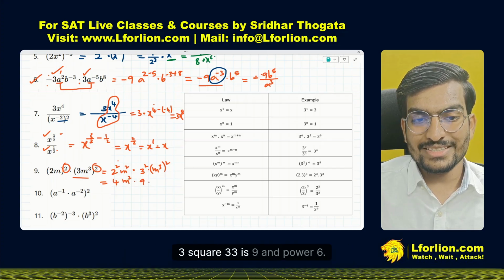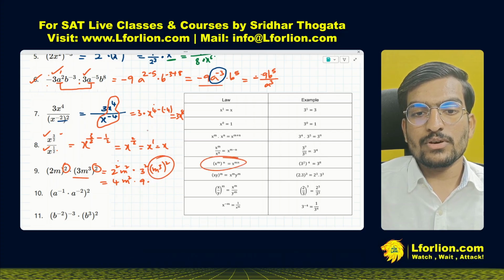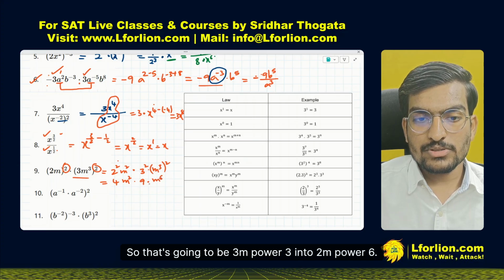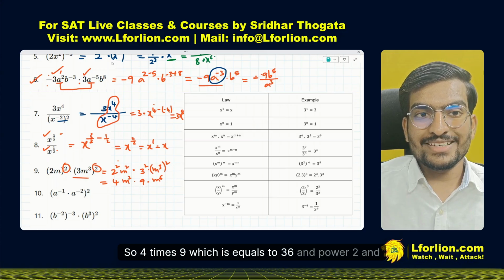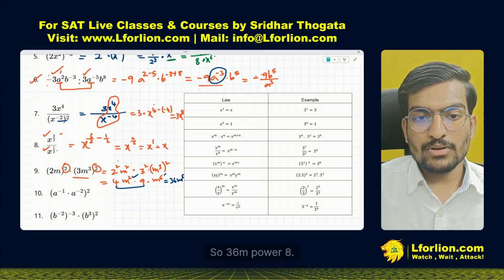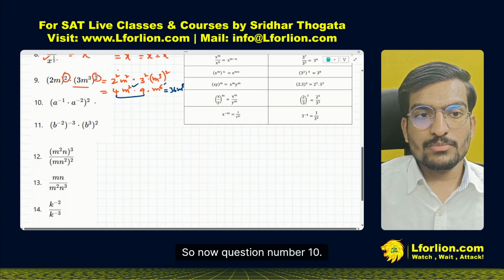3 square is 9, and for the power 6 we are going to apply the power rule. So that's going to be 3 m power 3 into 2 m power 6. So 4 times 9 equals 36, and for the powers 2 and 6, just add them up. So 36 m power 8. How did I get power 8? I applied the product rule.